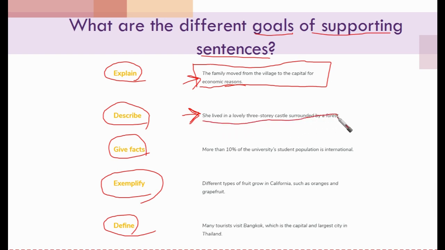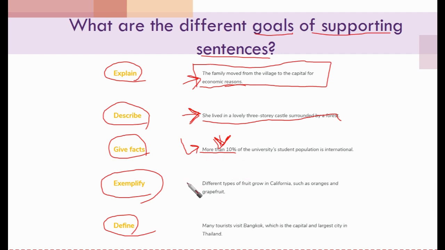Next one, it's giving facts. So this is not opinion, this is fact, but in more details. More than 10% of the university students' population is international. So it gives statistics, research, the facts that can support maybe a topic sentence. So maybe the topic sentence can be, in university, there are many different students. And that could be your supporting sentence to support that topic sentence.